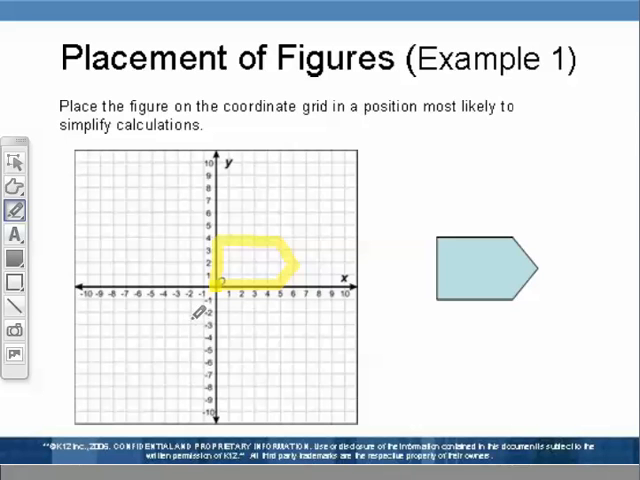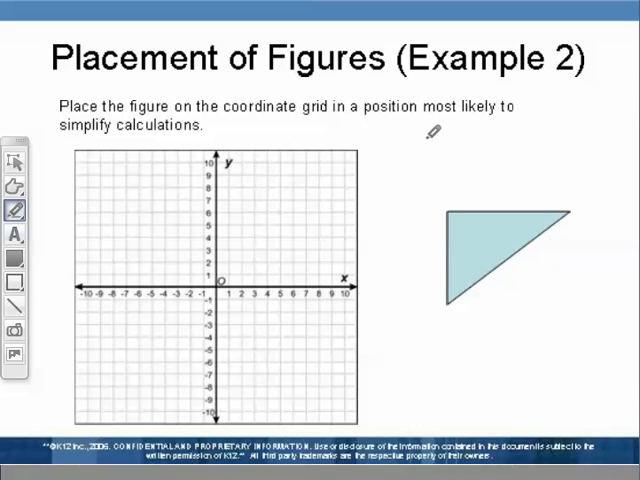It really helps if we can use this origin, this 0, 0 point, to help us, because it will simplify our calculations. For example, if I were looking at this triangle, depending upon what I was wanting to do, I might try to put the right triangle right on the origin. That way I could very simply use that 0, 0 point to calculate things.